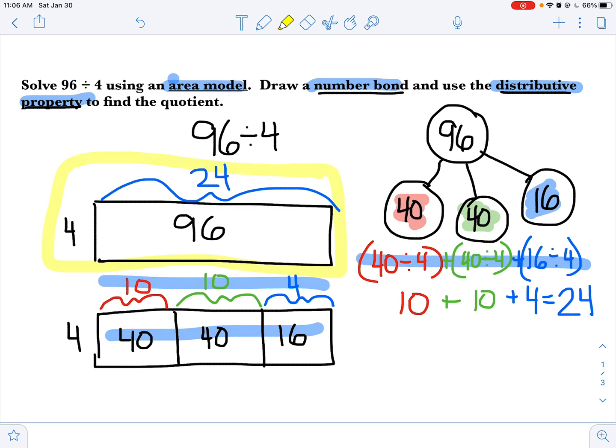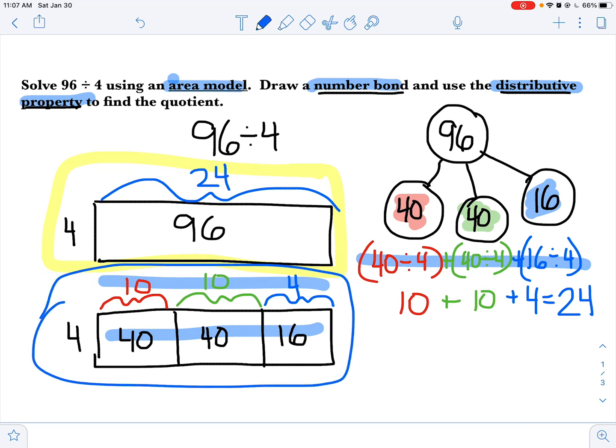Because at this point, many of you are not ready to do that mentally. All you can do is show what you can do mentally. 40 divided by 10, that's a great mental math problem. 16 divided by 4, yep, that's mental math. 96 divided by 4, not so much yet, okay? So you must show this way of breaking it down, okay?